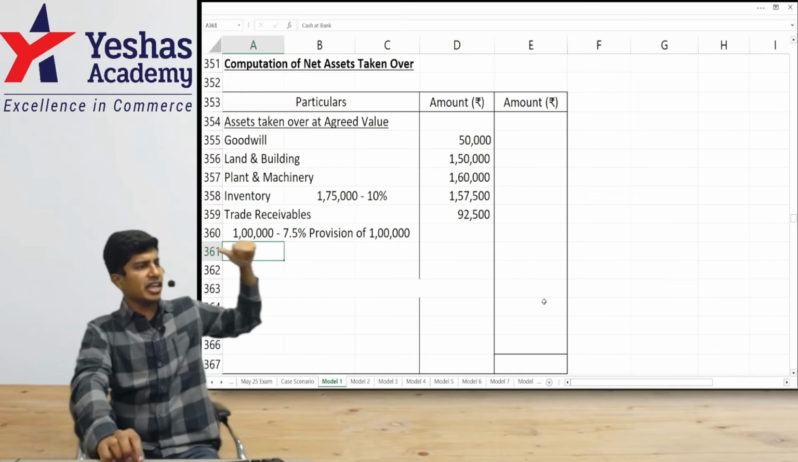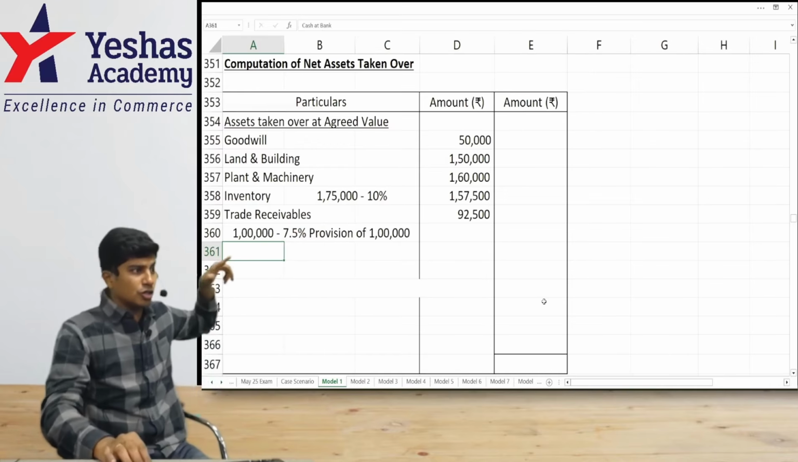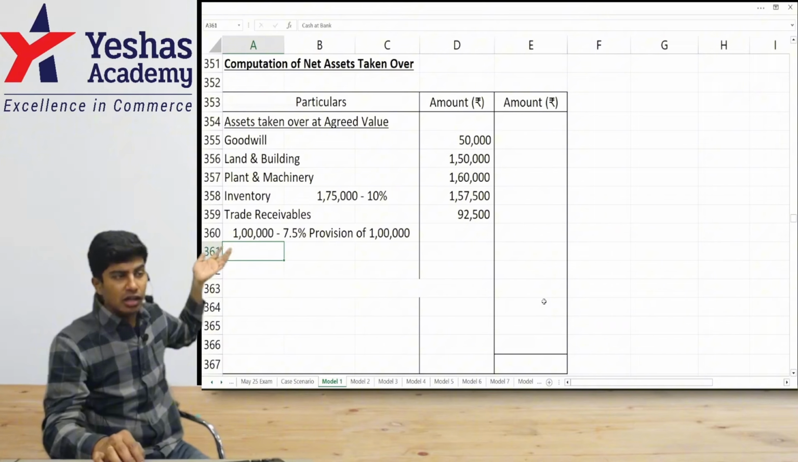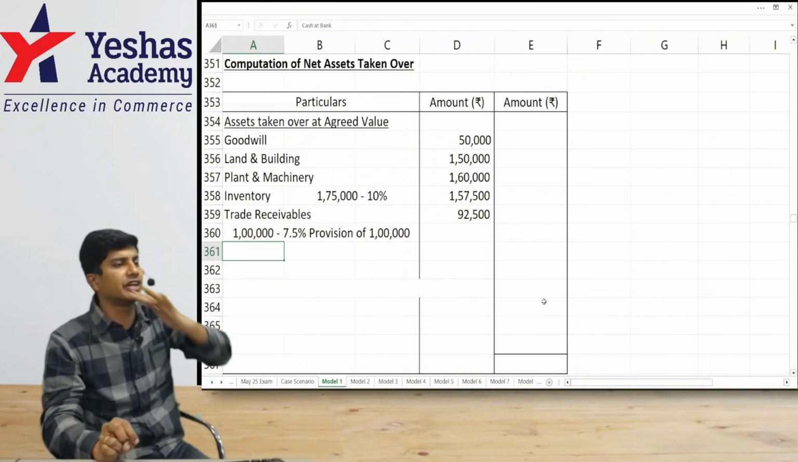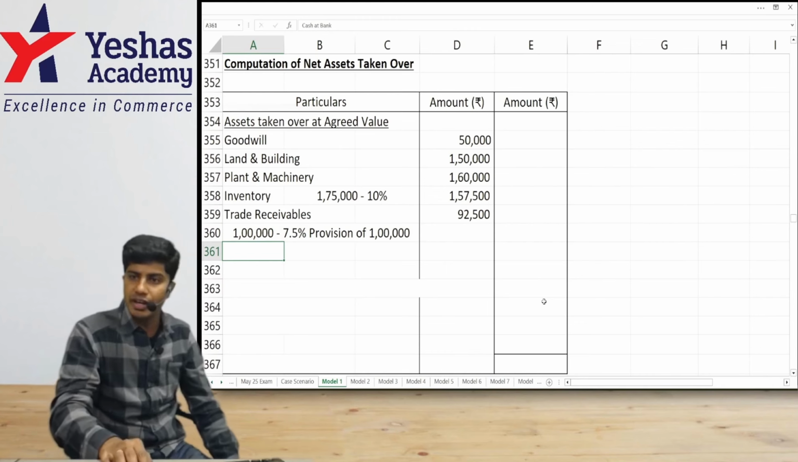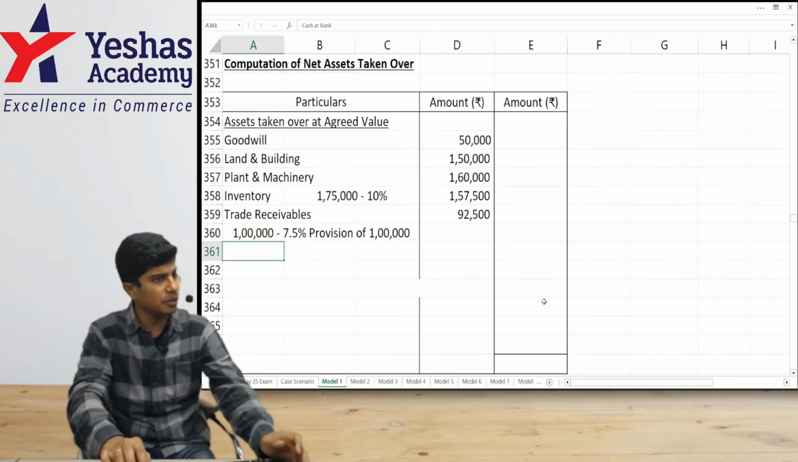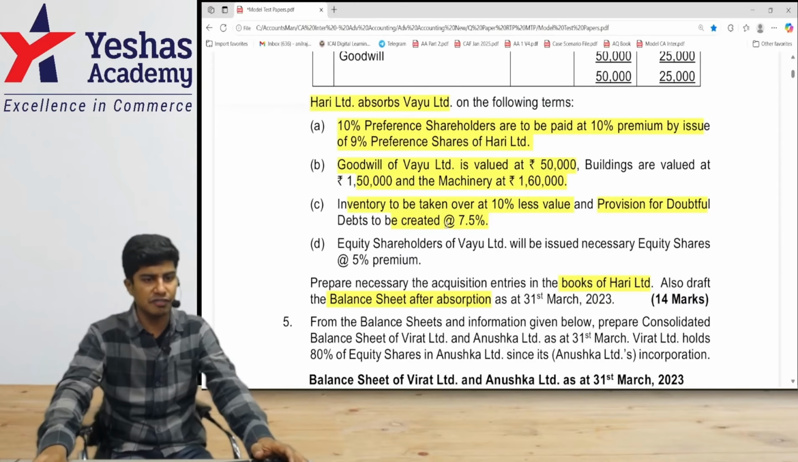I would prefer writing provision for doubtful debts 7,500 separately. You understood? If I prepare a balance sheet, in that also I should not straight away write trade receivables 1 lakh. I would have to write trade receivables at 1 lakh, then show the 7,500 provision, and then show the trade receivables as 92,500 rupees. Everyone understood? Next, what do we have after that?